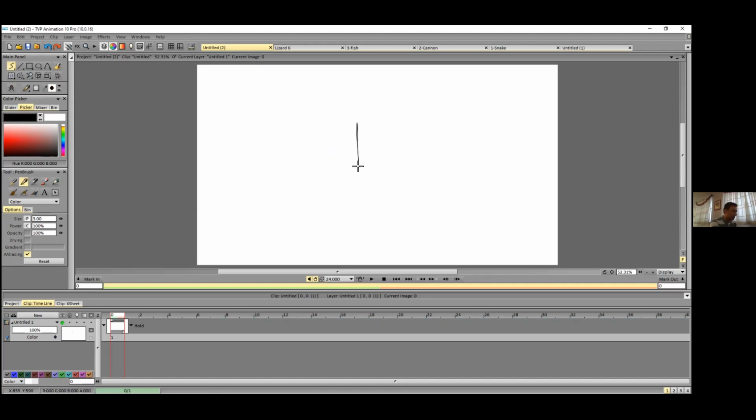I draw this rectangle as the body and a circle as the head.